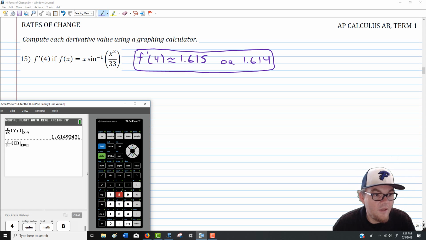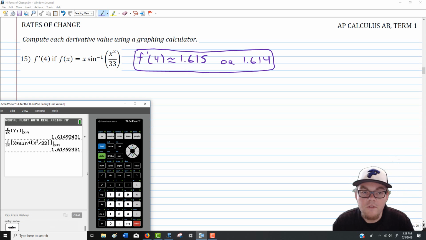Alternatively, if you did not put everything into the graphing calculator or into the y features, you could of course plug in everything like normal, and you could just type in the function itself. X times arcsine of x squared divided by 33, close parenthesis, and we get our same answer. So it doesn't matter how you approach it, you get to the same place regardless of what you do. So there is how you can use your graphing calculator to evaluate a derivative and define that derivative at a point, maybe even write the equation of a tangent line that way.